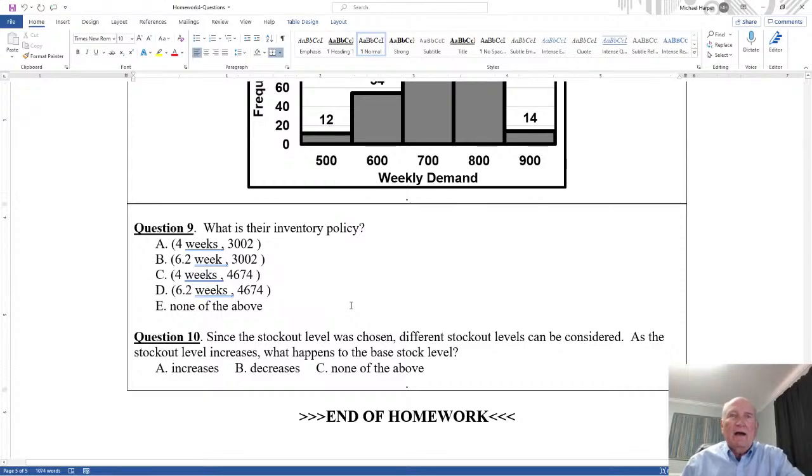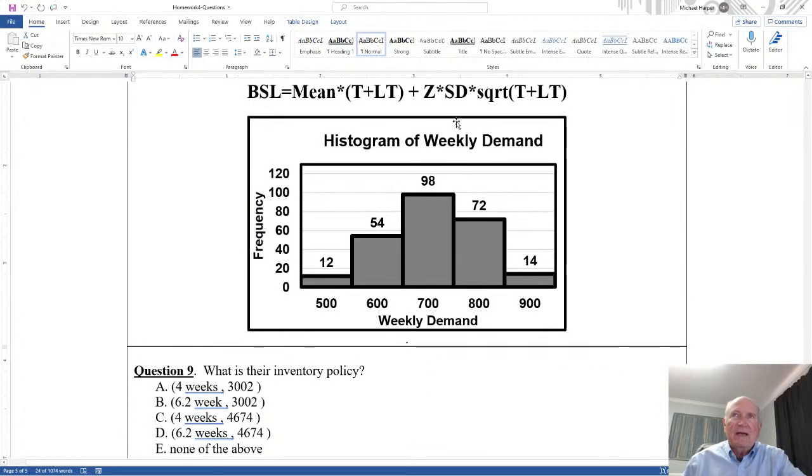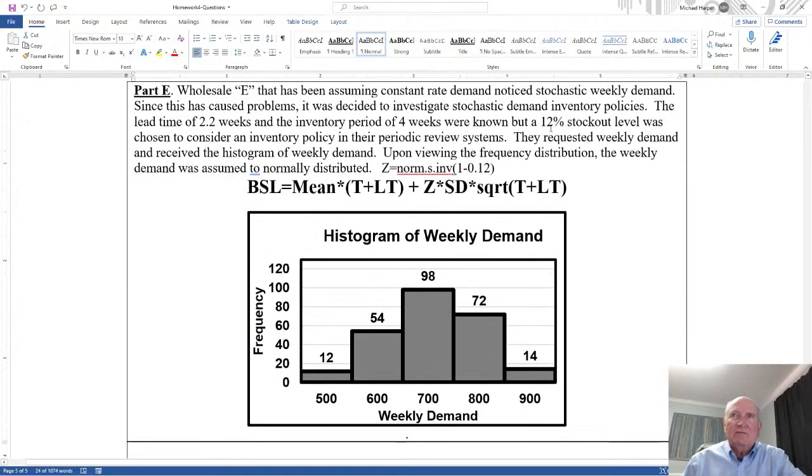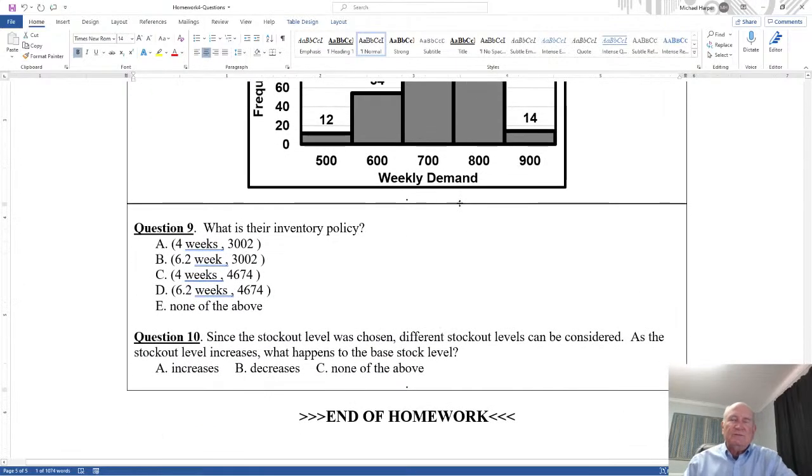Since the stockout level was chosen, different stockout levels can be considered. As the stockout level increases, what happens to the base stock level? Again, it goes back to this. If the stockout level increases, then what happens to Z and what happens to the base stock level? These are relationships. You can either do it manually or you can do it through the relationship in the equations.